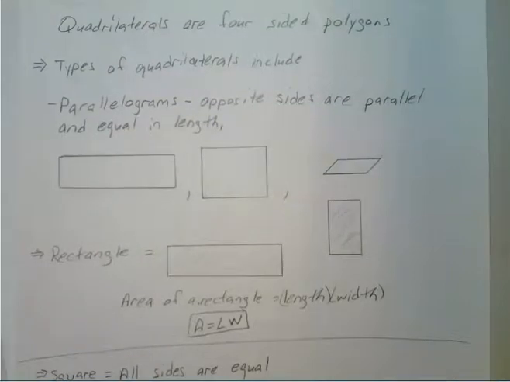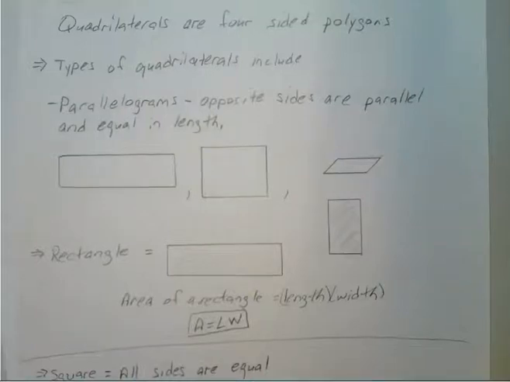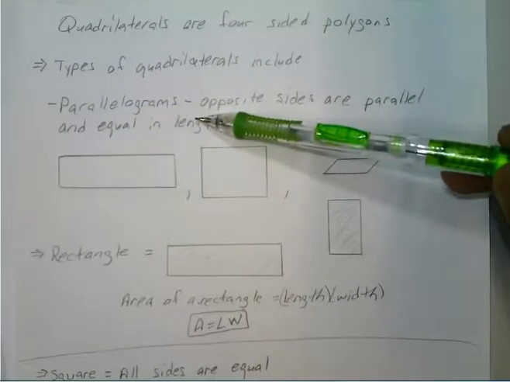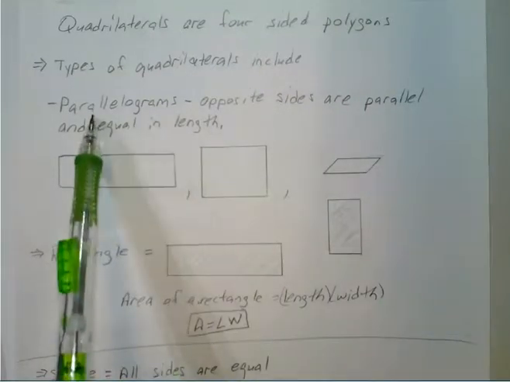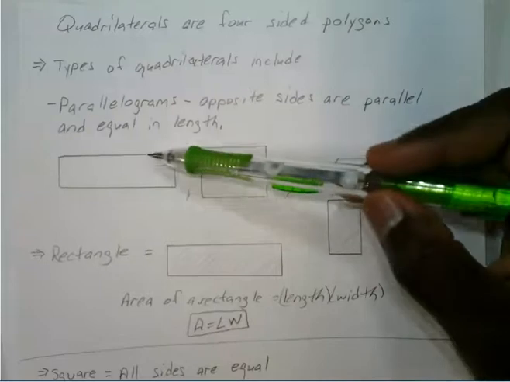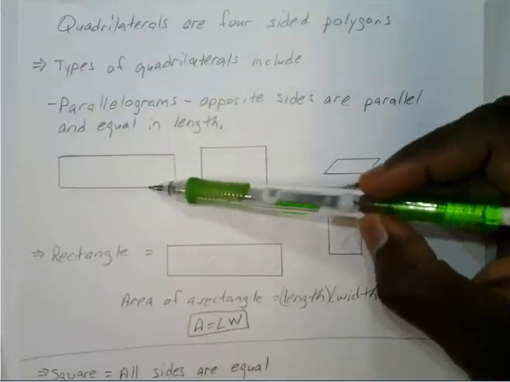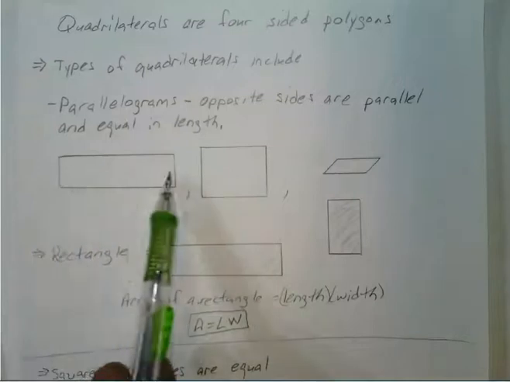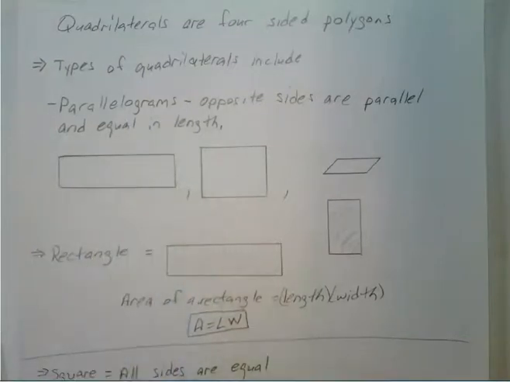Okay, so first we're going to look at a special type of polygon called a quadrilateral. Quadrilaterals are just polygons with 4 sides. That's as complicated as it gets. So if you have a polygon with 4 sides, you have a quadrilateral. Okay, so the types of quadrilateral include parallelograms, and parallelograms, just by the name having parallel in it, all the opposite sides are parallel and they're the same length. So if you look at this rectangle, these 2 sides are parallel to each other and they're also the same length. These 2 sides are parallel to each other and they're the same length.